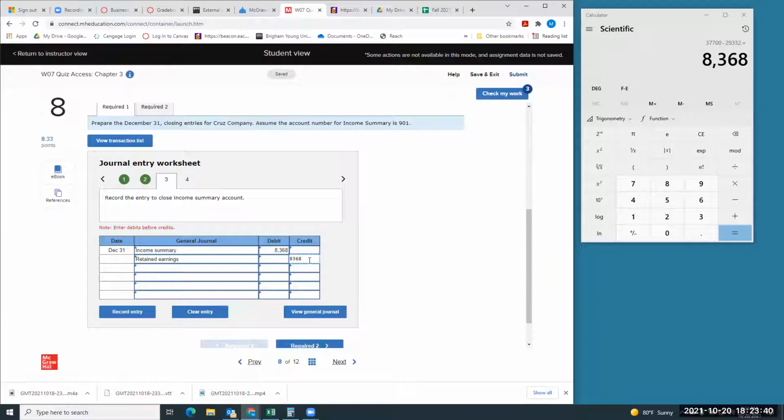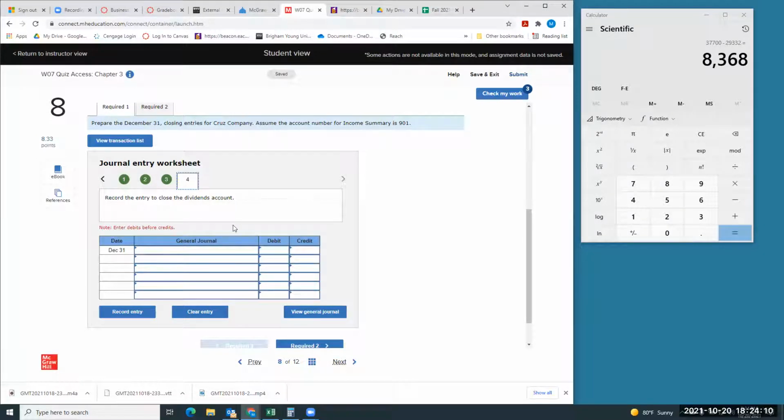Recognize that anytime we have a net income, we'll end up with a credit balance in income summary and have to close it by debiting income summary and crediting retained earnings. So net income, once we close it, is going to increase retained earnings. If we were to have a net loss, we would have a debit balance in our income summary account, and we'd have to close it by crediting income summary and debiting retained earnings. So a net loss will reduce retained earnings.